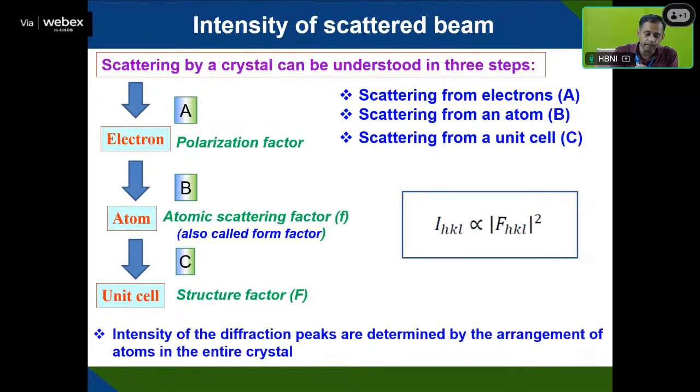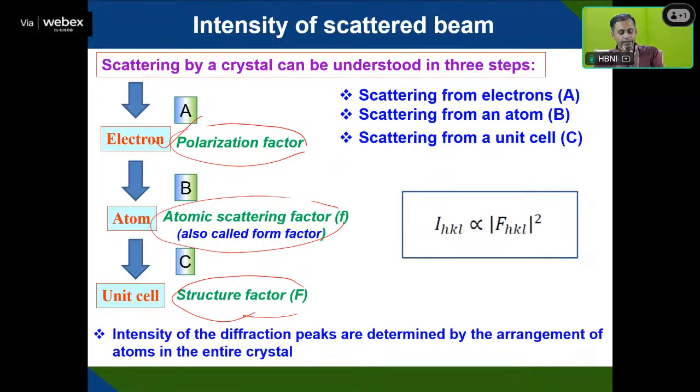The scattering from electrons brings in the polarization factor, from the atom the atomic scattering factor comes into the picture, and finally for the whole unit cell it is the structure factor. So the intensity of diffraction peaks is determined by the arrangement of atoms. If it's FCC, you will get a particular type of diffraction peak, and the intensity will be different. The intensity of the hkl peak will be proportional to the square of the structure factor F_hkl, which is the combination of these three: polarization factor, atomic scattering factor, and structure factor.